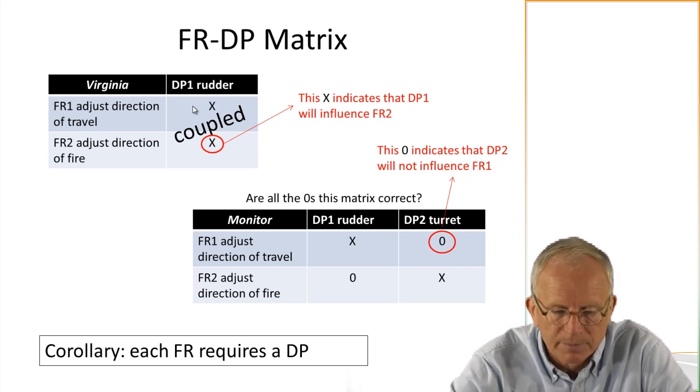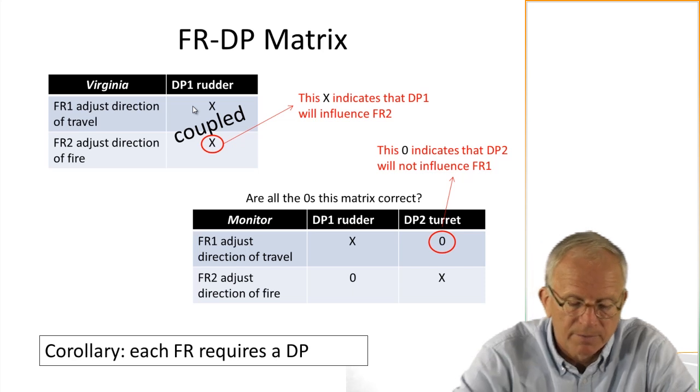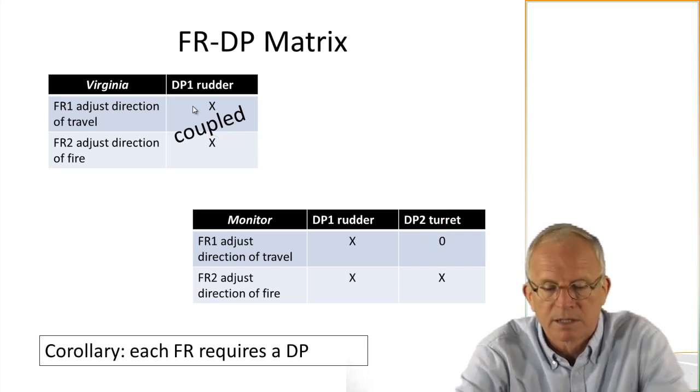Take a look for a moment. So let's take a look at DP1. It is there to adjust the direction of travel. Does it also adjust the direction of fire? Well, in fact, it does.